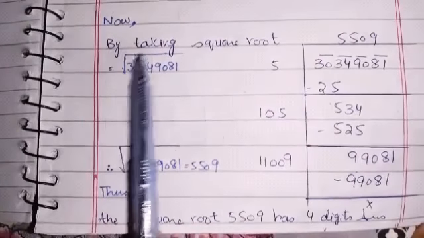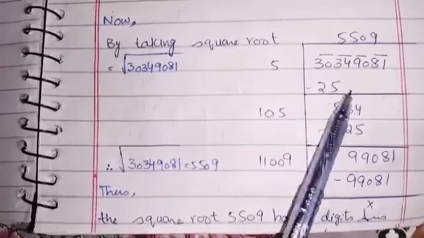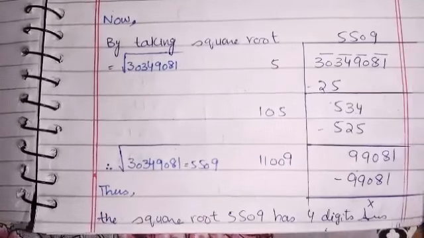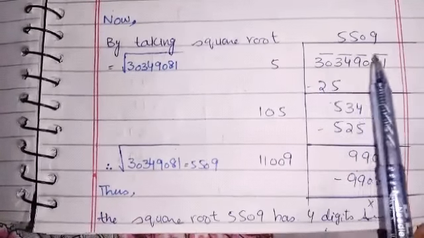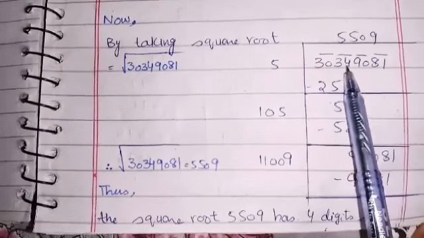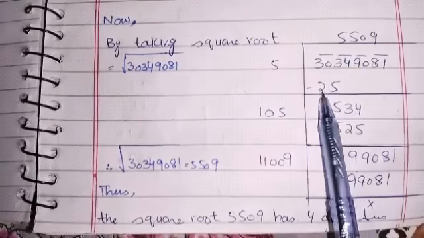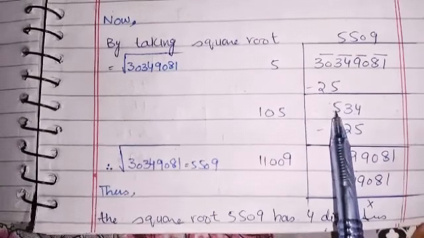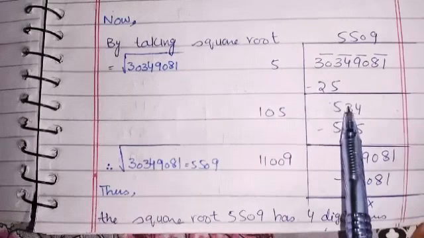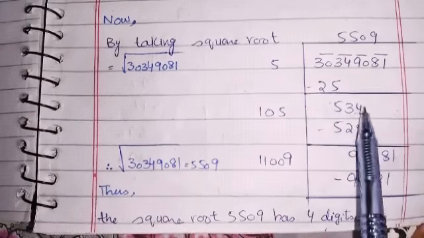Here we will first write by taking the square root of the given number. This is the working of the square root. We will make pairs from right towards left: pair of 81, pair of 90, pair of 34 and pair of 30. Now students, when we multiply 5 with 5, we get 25. After the subtraction, we get 5. We will write a complete pair down, so in the dividend we have 534.